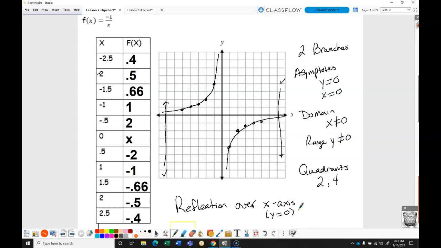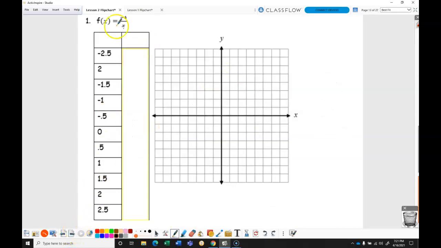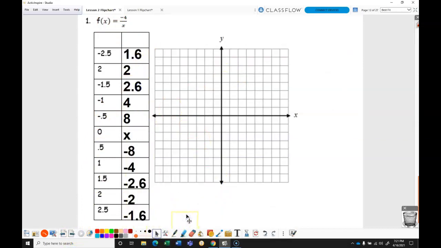Make a prediction for the next slide. What's going to happen when instead of it being negative 1 over x, it's negative 4 over x? Okay, so the next slide is negative 4 over x. Here are the points I'm going to plot. You can just throw it on Desmos and get a picture of it. That's perfectly acceptable. Negative 2.5 gets me to positive 1.6, which is there. Negative 2 gets to positive 2.